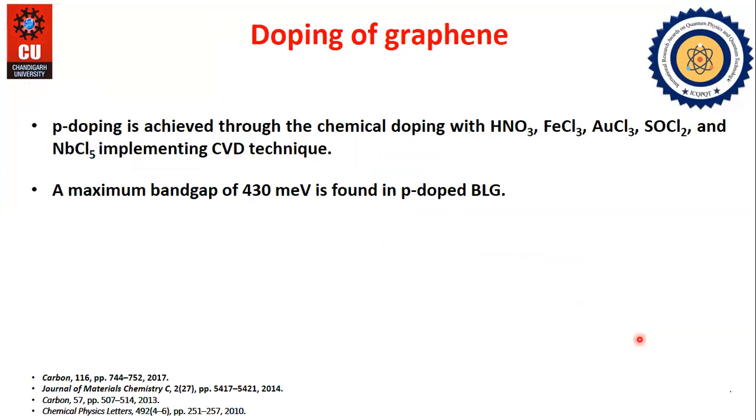Now, in my research work, I have used p-type graphene. The doping of the graphene is achieved by chemical agents such as nitric acid, ferric chloride, gold chloride, thionyl chloride, and niobium chloride, implemented by the chemical vapor deposition technique. To the best of my knowledge, a maximum band gap of 430 millielectronvolts is found in p-doped bilayer graphene. This will increase the carrier concentration and thus increase the conductivity of the graphene layers.